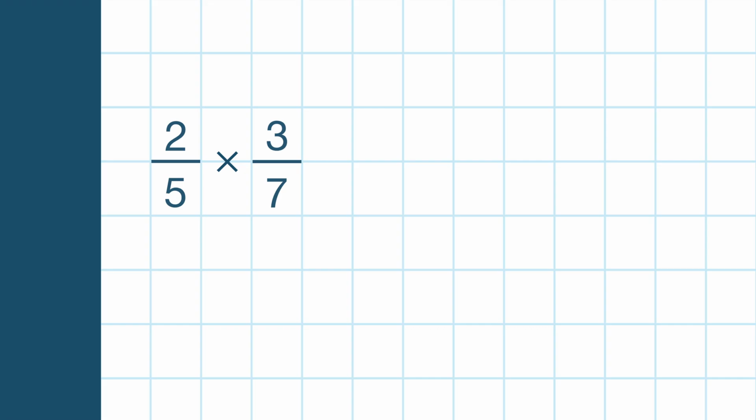To multiply fractions, multiply the numerators together. 2 times 3 equals 6. Now multiply the denominators together. 5 times 7 equals 35. So 2/5 times 3/7 equals 6/35.